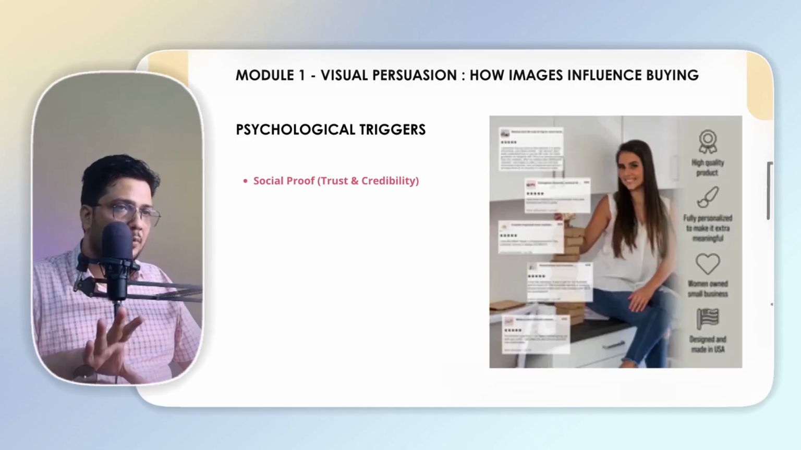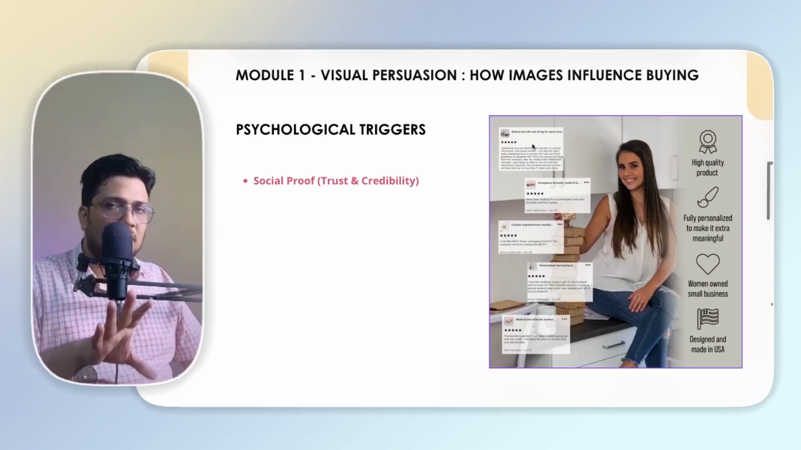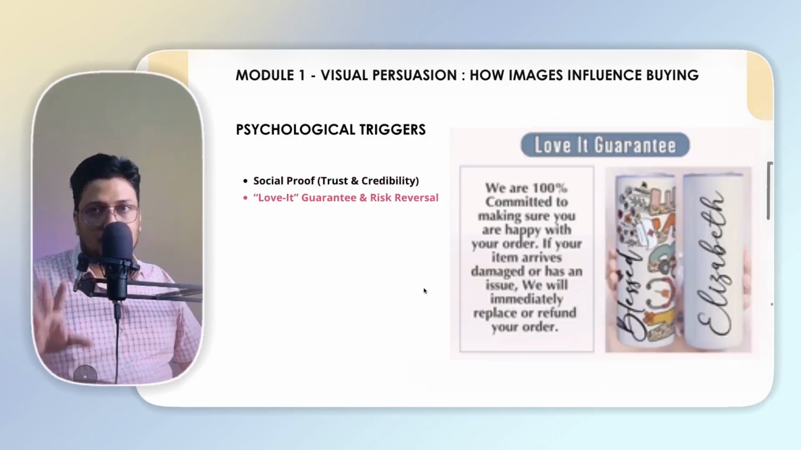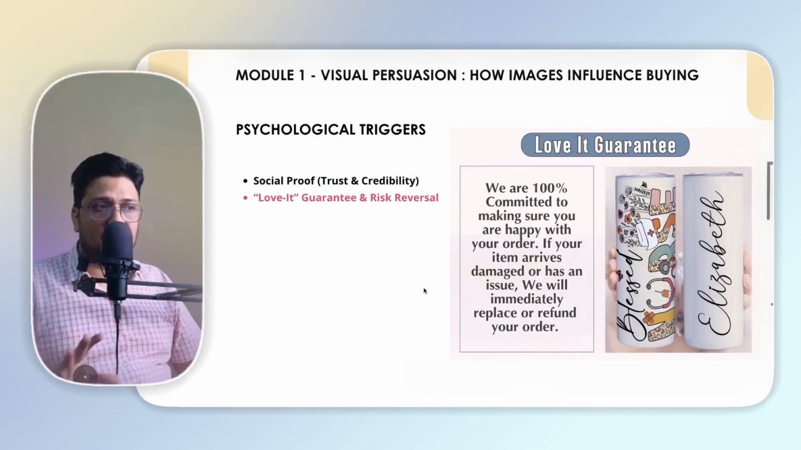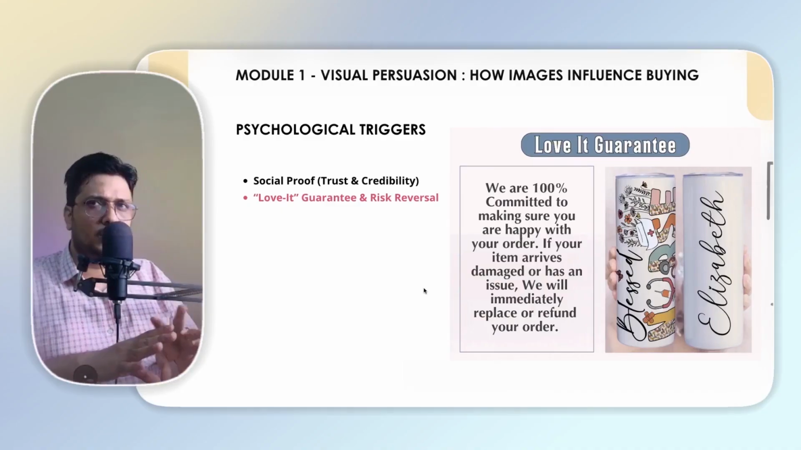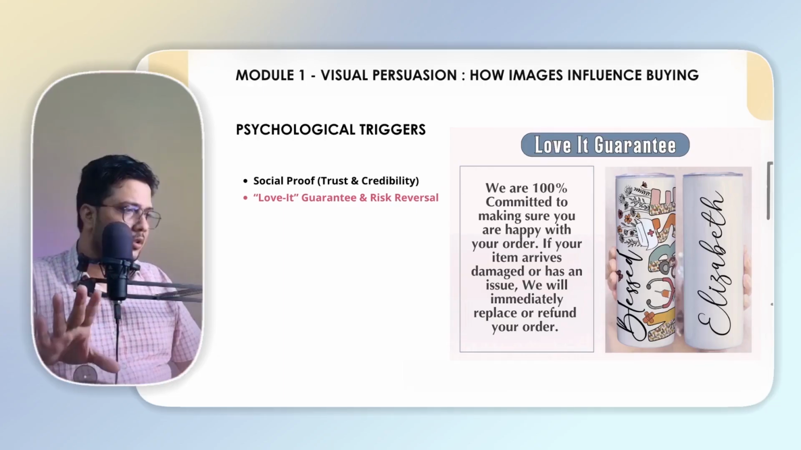Let me show you another example. Again, this is a t-shirt brand, I guess, and she's using the packaging in the back end, some features and benefits over here, and then reviews dropped in here. You can also use love it guarantee and risk reversal. I'm just showing you some examples. You may want to follow this entirely, or you may want to exclude. It's up to you.